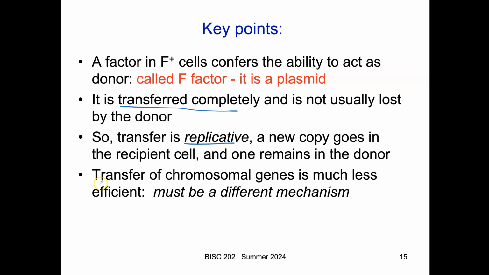Now, they started studying a little bit further, and they found that transfer of genes on the bacterial chromosome, which is much bigger than the plasmid, is different. Remember, you've got your bacterial chromosome and then the plasmids, and there's a huge size difference. The plasmid is transferred easily and completely. The bacterial chromosome is not transferred very often, and it's not transferred completely at all. It is a very different mechanism, and we will talk about that shortly.